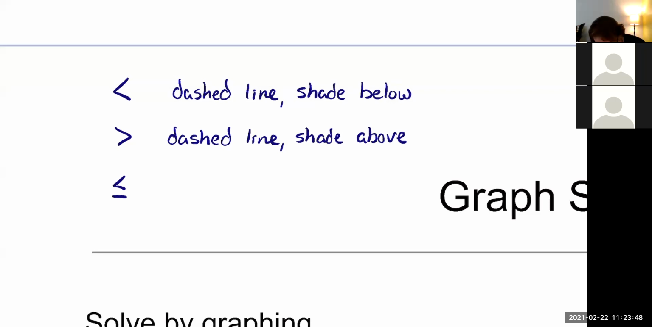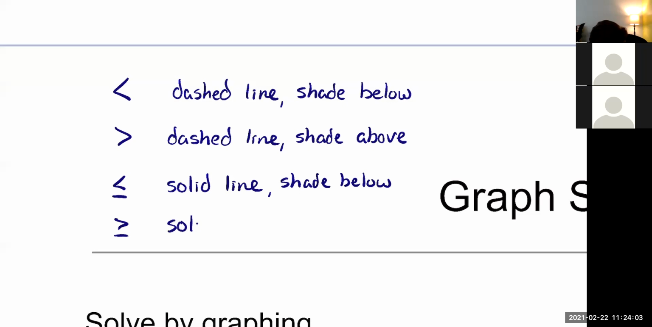A less than or equal to sign gives us a solid line for which we'll shade below. And a greater than or equal to sign gives us a solid line for which we shade above.